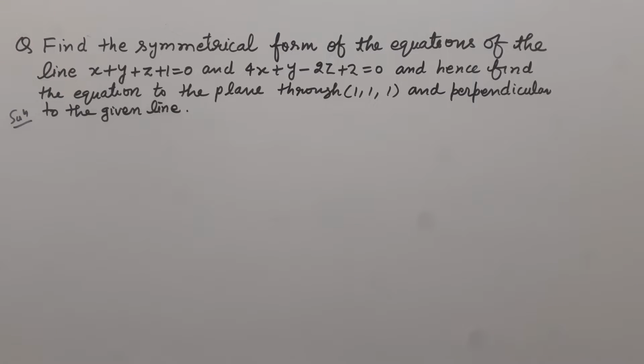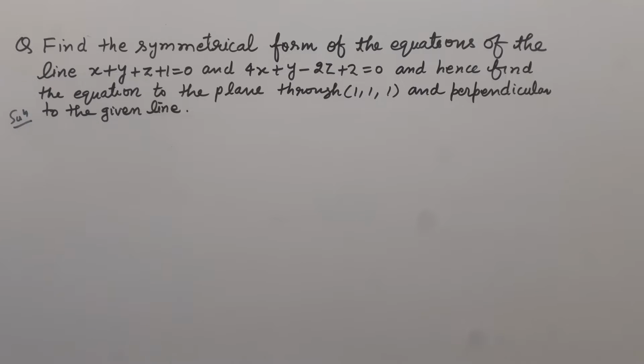Here we have to find the symmetrical form of the equation of the line x plus y plus z plus 1 equal to 0 and 4x plus y minus 2z plus 2 equal to 0, and hence find the equation of the plane through (1, 1, 1) and perpendicular to the given line.